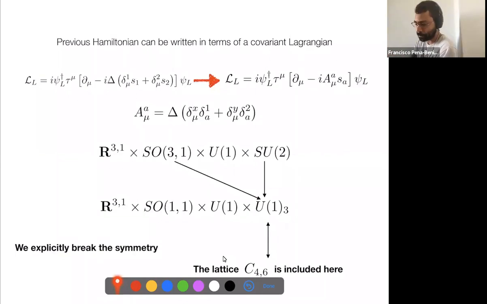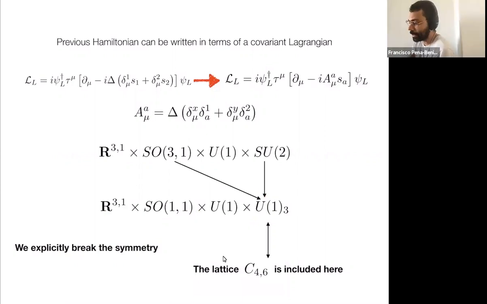So in the end, the full system will have all translations, will have a reduced SO(1,1). We still have a U1 that is associated to the phase shifting of the fermions, and this U1 is just associated to the rotations in the plane we had in the original system.